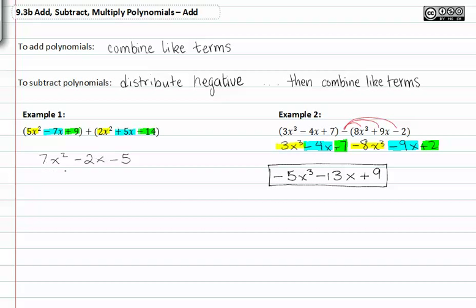Same thing with example 1. We can go back and check to see if we have any more like terms that could be added together. Once we realize that there are no more like terms that could be combined, we've finished. And that is our simplified expression.